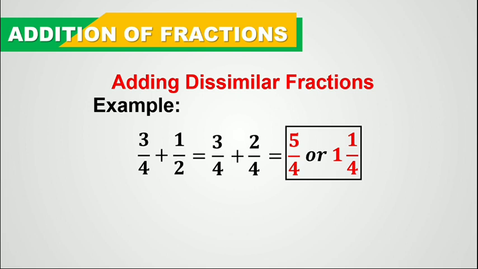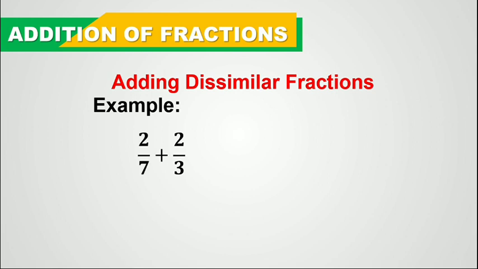Now, what about this one? So let's try one more example. So again, we're gonna look for their LCD first, or a number that is both divisible by this denominator 7 and 3, so that we could change these two fractions into similar fractions, and then we could follow the rule in adding similar fractions.